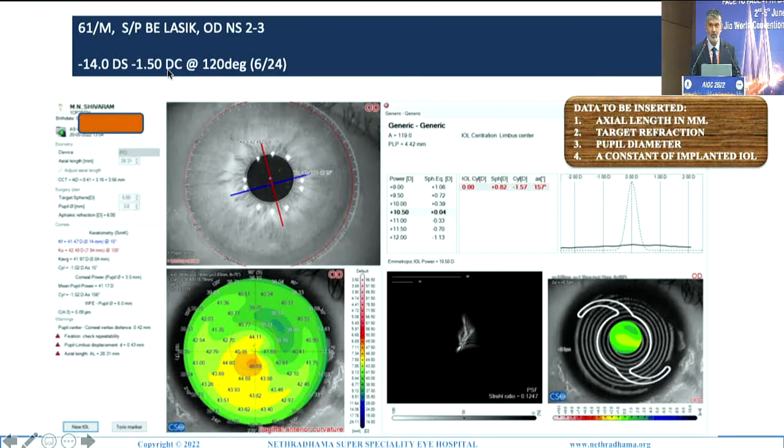Now these are cases where you would want to be a little more accurate. So we do ray tracing along with the other biometry formulas like the Barrett True K and Barrett True K TK. And you need to put in the axial length in millimeters. You can measure it either with ultrasound or an optical biometer. Then the target refraction, pupil diameter, and A constant of the lens to be implanted. And then it gives you the IOL power, you can see here it is 9 diopters, 10.5 diopters, and this is the residue. So this is also a useful tool in the MS39.